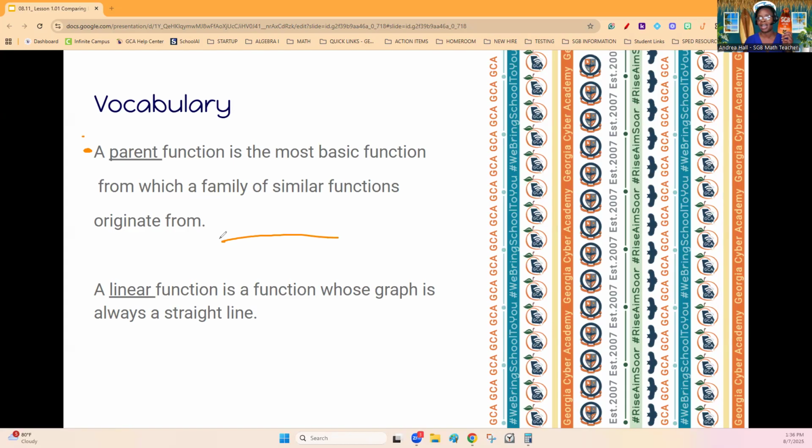So, for example, you might have a linear function that looks like this, and a linear function is a function whose graph is a straight line. You could also have a linear function that looks like this. You can have a linear function that looks like this. This is what we call a family of functions. Okay. They're all similar, but they're all different. So that's why we have a parent function, which is the basic one, and then we have a family of functions.